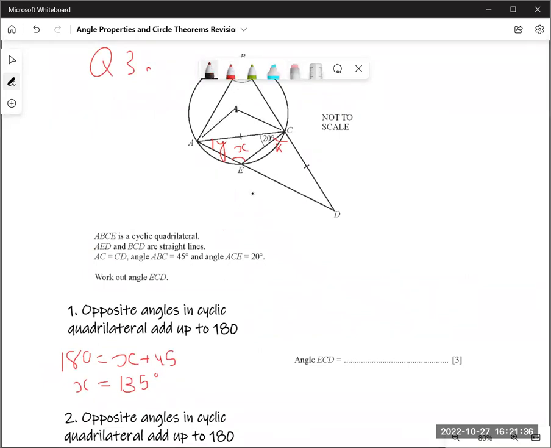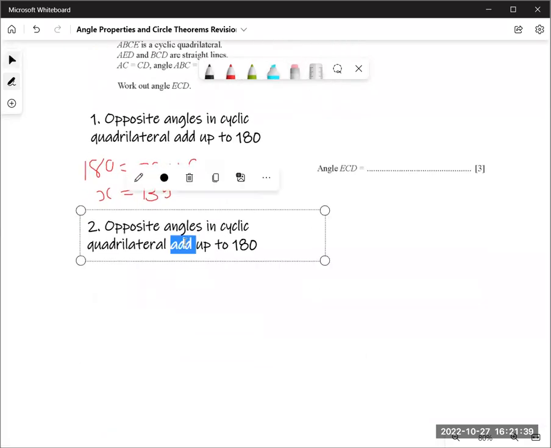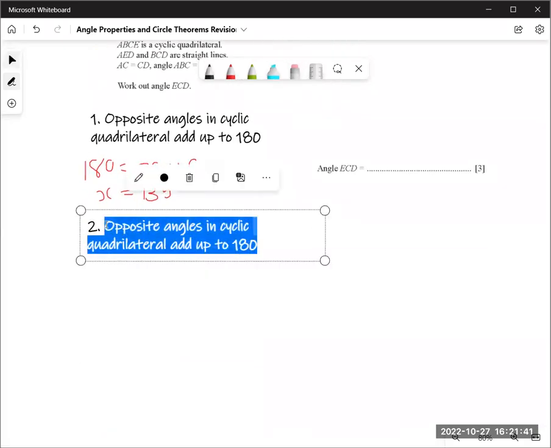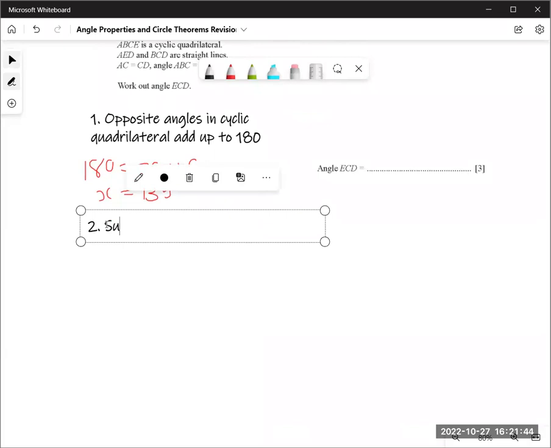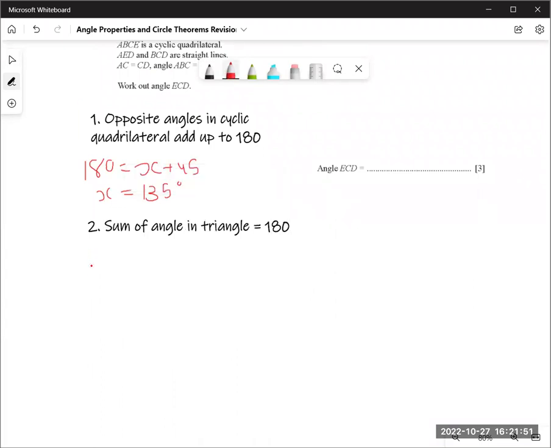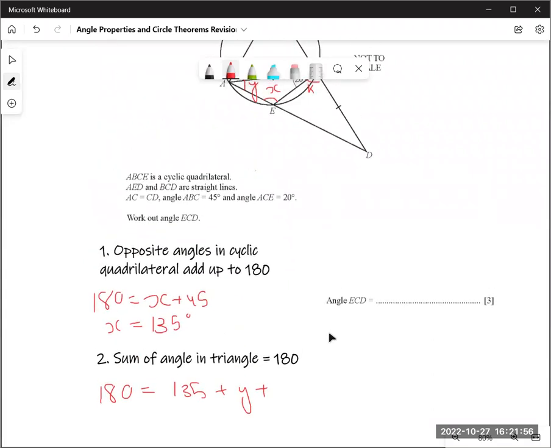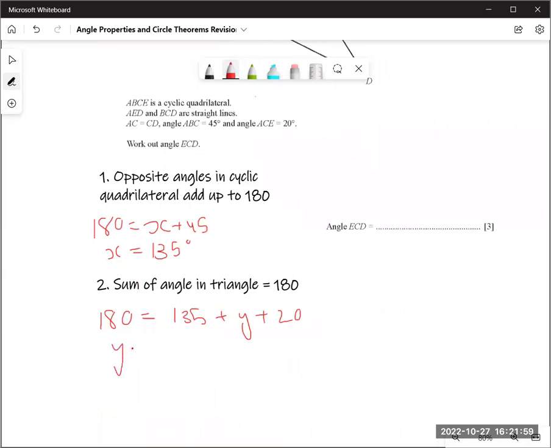Now let's look at this. The sum of angles in a triangle is equal to 180. So I can say 180 is equal to 135 plus Y plus 20. So Y is how much? 25 degrees.